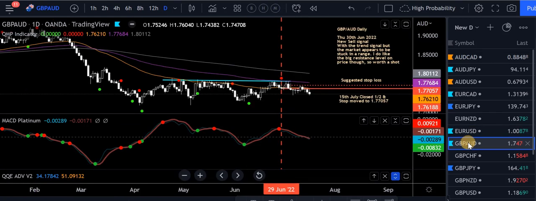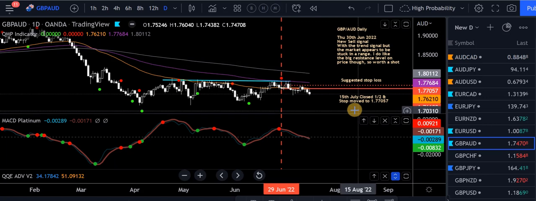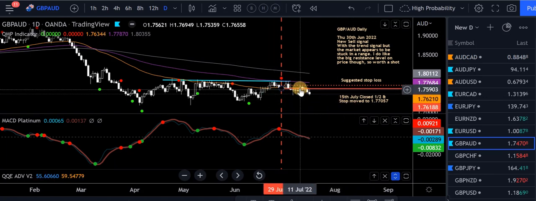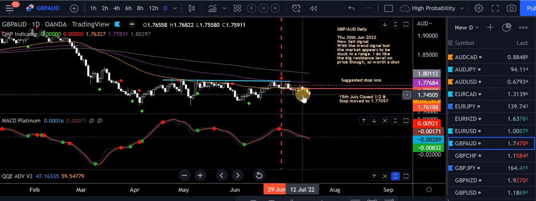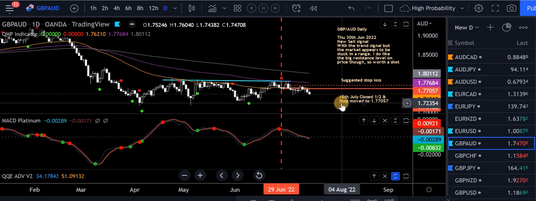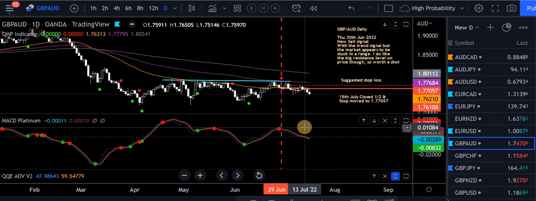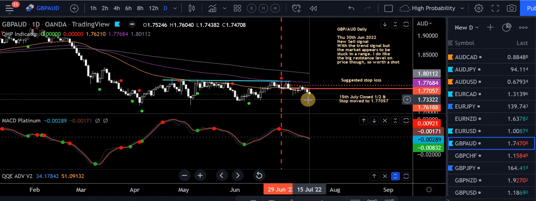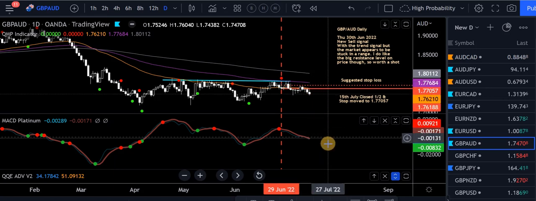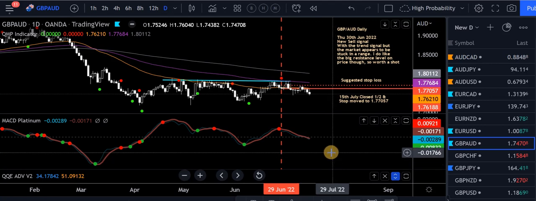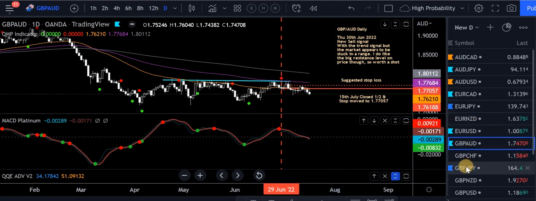Pound Aussie, let's have a look. We're in a sell. We've already taken some action on this. It's sort of gone sideways. There's this nice resistance level. We went sideways, sideways, sideways. So I had a gutful of it, and said, that's it. 15th of July, I closed half. We would have been through the 0 level on the MACD Platinum, and I just tightened the stop right up, protecting the trade, reducing the risk. We're still on. If this thing drops off the cliff, great. We've still got half a position on, so it's not the end of the world.